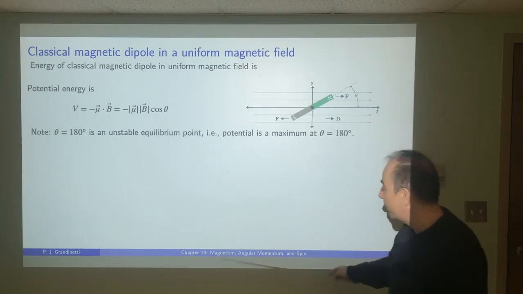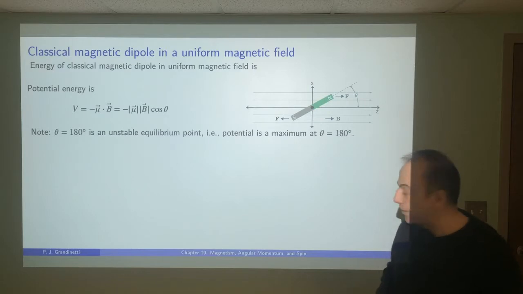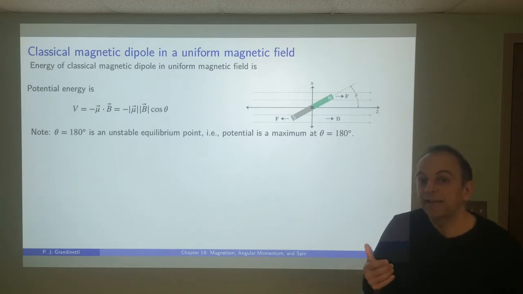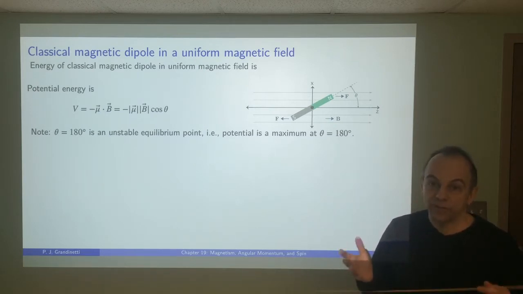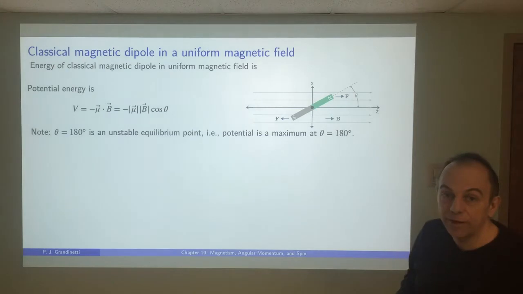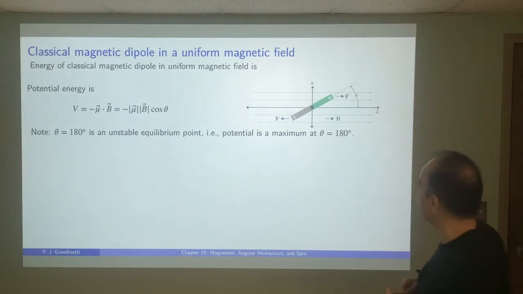In this video, we're going to continue Chapter 19 on magnetism, angular momentum, and spin. Now, what we're interested in this video is looking at the interaction of the electron magnetic moment with surrounding magnetic fields. And before we get to the electron, though, we're going to just look at some general behavior of magnetic dipole moments in fields.